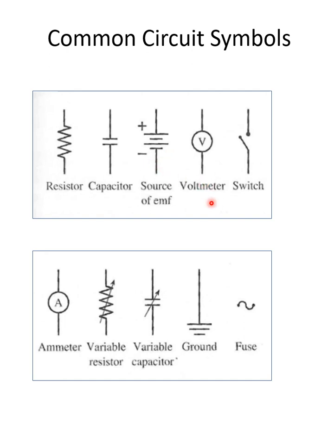We can also have a voltmeter, a switch, and down below we can see an ammeter. That's something that measures current. A variable resistor, so you see it's the resistor symbol with an arrow through it, a variable capacitor, ground, and also a fuse. So some of these symbols we'll be seeing later on as we study circuits.